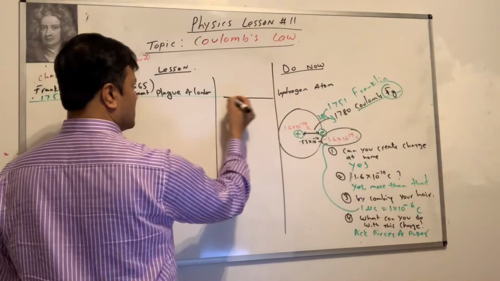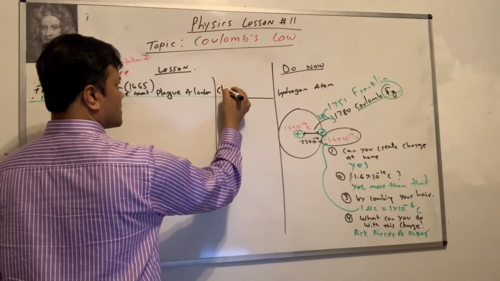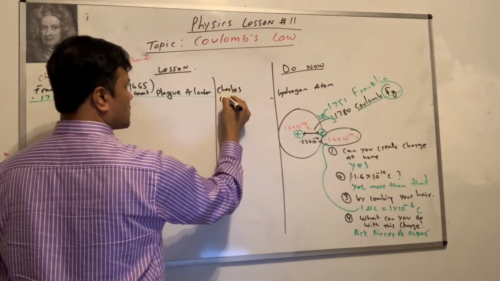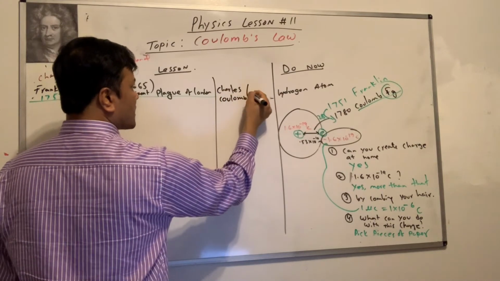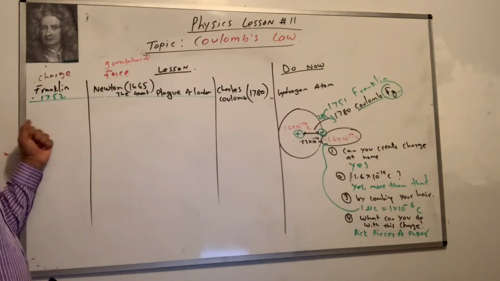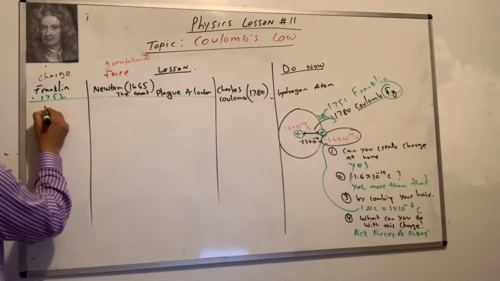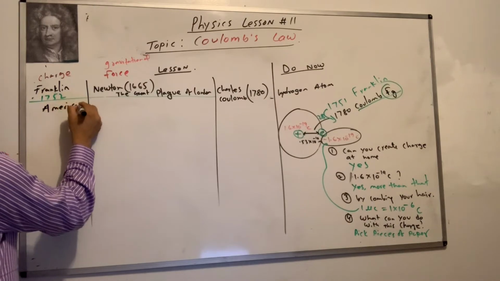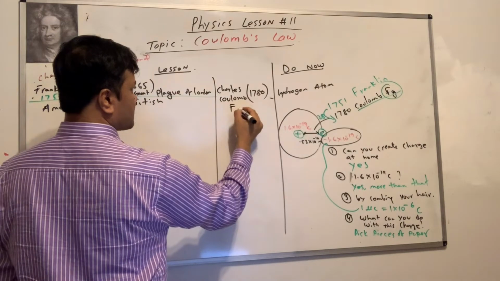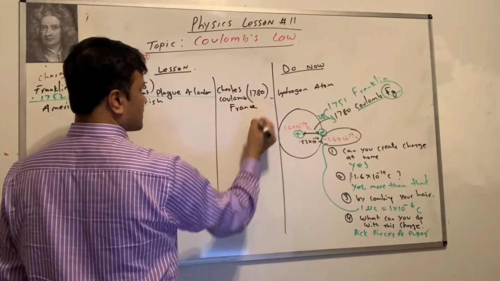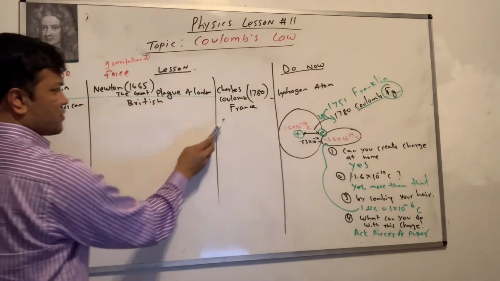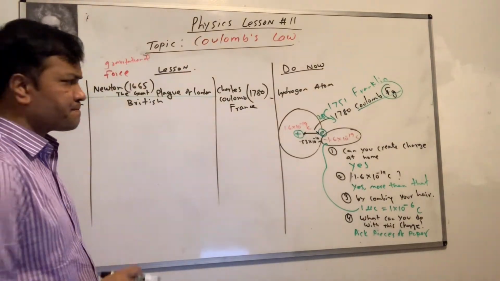And then Charles Coulomb, 1780. Franklin is American, Newton is British, and Coulomb is French. So one was born in America, one was born in England, and one was born in France.